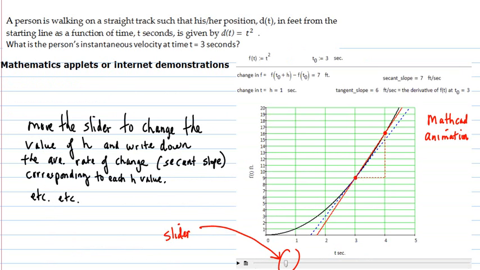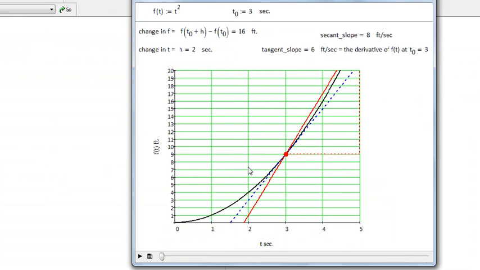And then the fifth one is to use math applets or internet demonstrations. This one would be moving a slider in order to change the h values, and the students would maybe write down what the change in f was, what the secant slope was, representing the average rate of change, and then make a conclusion about what the instantaneous rate of change of the function was at 3, and write down some answer. That would be illustrated by this down here. This is the actual applet.